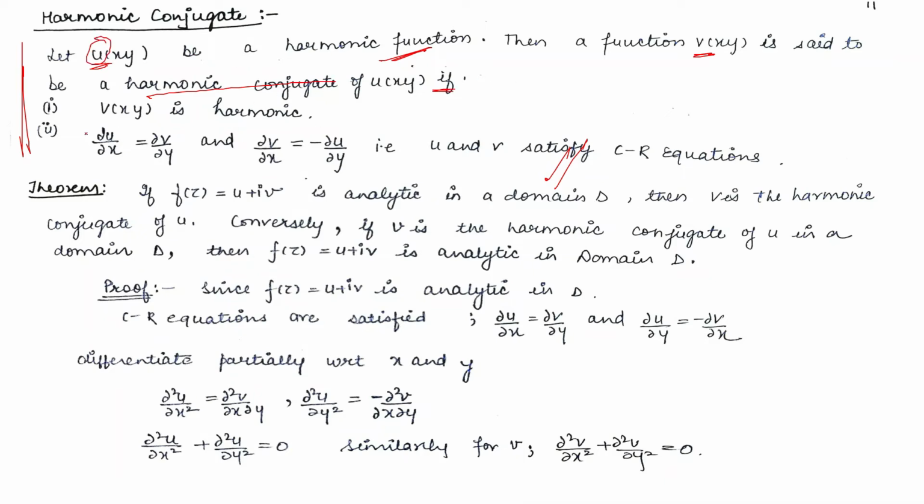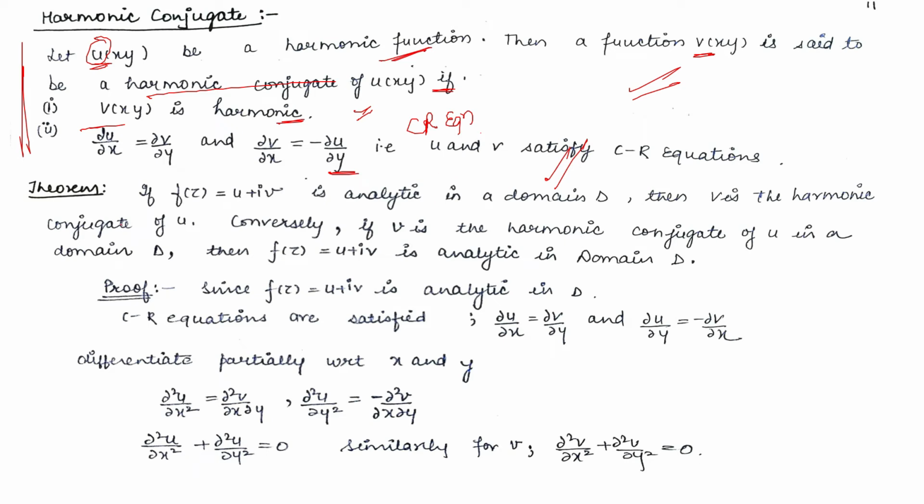If first v is also harmonic, that means v should also satisfy the Laplace equation, and after satisfying the Laplace equation, u and v should satisfy the CR equations. That means del u upon del x is equal to del v upon del y, and del v upon del x is equal to minus del u upon del y. It is a very small concept, but it is very important because such types of questions come in your GATE exam also. So for a conjugate, u should be harmonic, then v should be harmonic, and u and v should simultaneously satisfy the CR equations. Then v is said to be the harmonic conjugate of u.